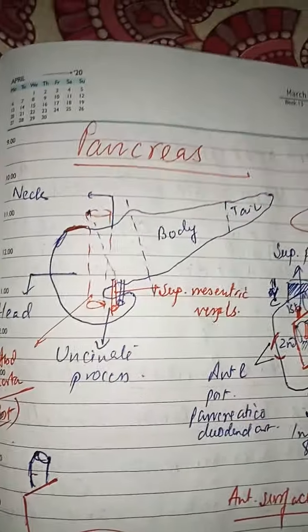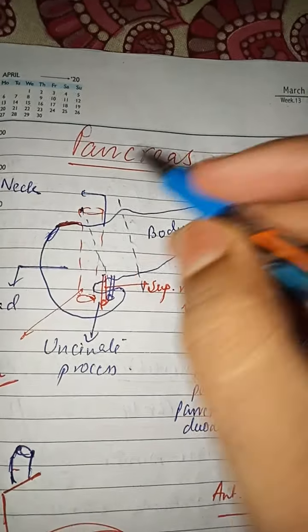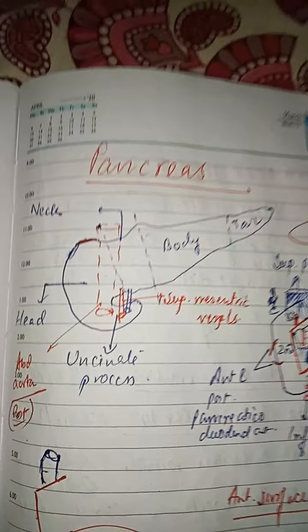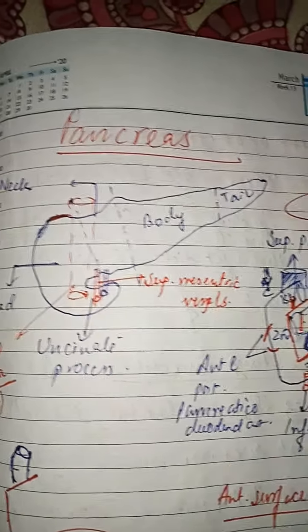Good morning everybody. Today I will discuss the anatomy of the pancreas. This is the pancreas. The pancreas is a heterocrine gland. It has both exocrine as well as endocrine properties.